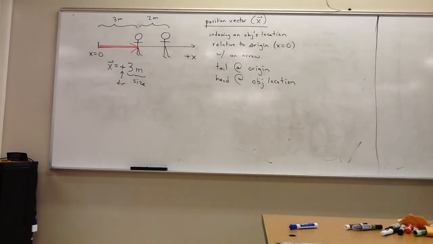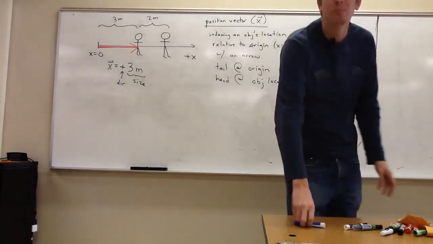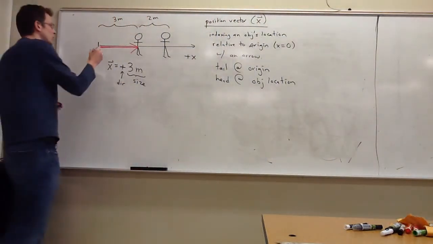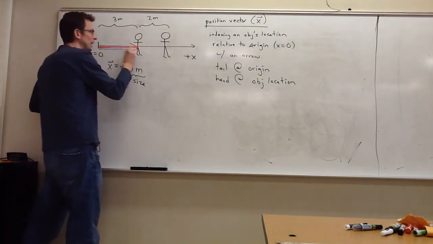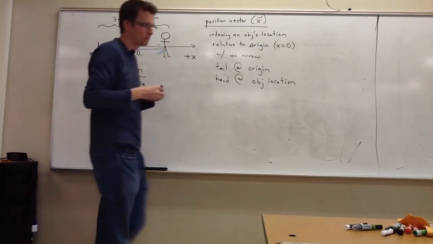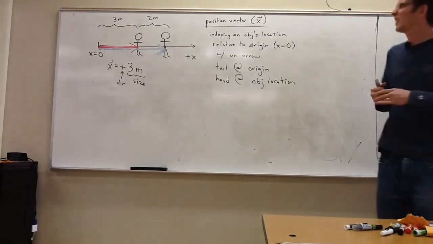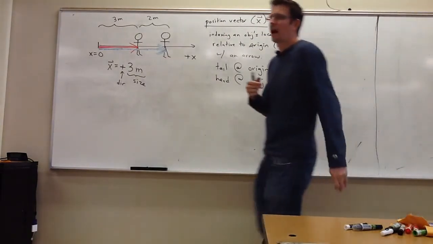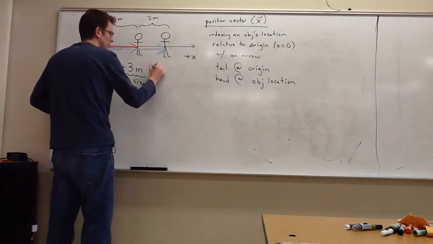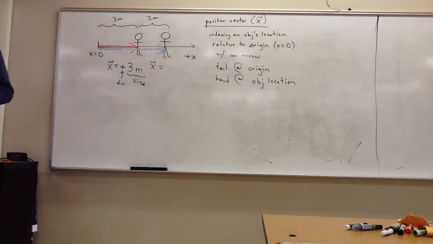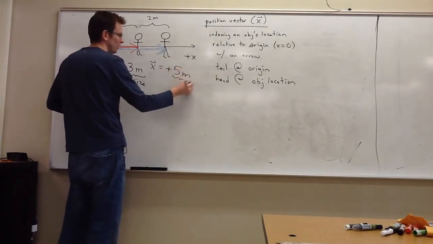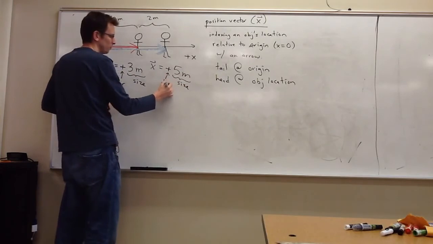And so now the position vector is no longer the same thing. It's changed, right? So let me follow the prescription for drawing it. Its tail should always be at the origin, x equals 0. And its head should be at the location of the person. So there is the position vector now. How long is that arrow? 5 meters. That's right. And is that pointing in the plus or minus direction? Plus. So the position vector now is plus 5 meters. Again, there's the size of it, and there's the direction.